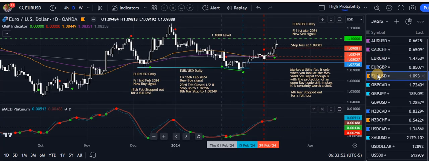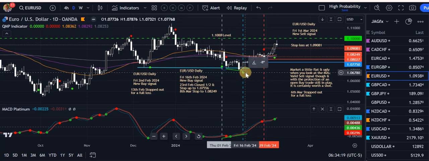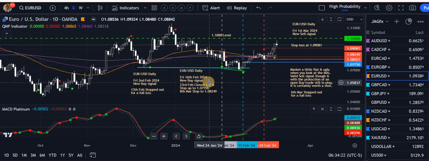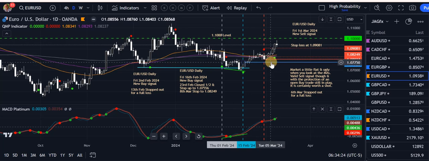Euro USD, highlighted in orange, and that means we've been stopped out. All right. So the last trade was this sell on the 1st of March. Happy birthday to me, 1st of March. And it was a little bit flat and ugly. The good thing was I was already in a buy trade from this one here, the 16th of Feb, and we'd already moved the stop up, so it gave me some protection. So I was happy to take that sell trade.